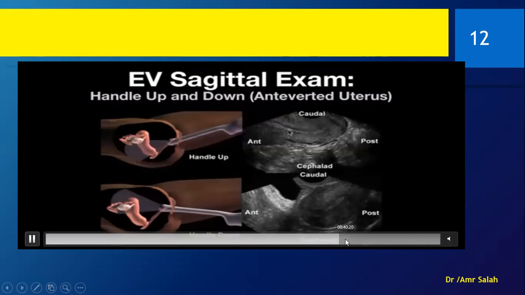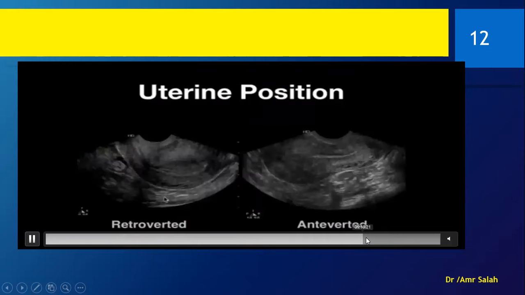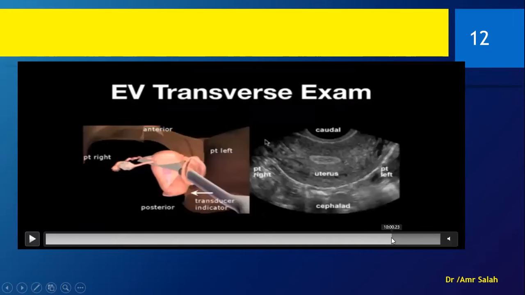So it's moving the probe from side to side, and up and down, of course. These are the positions. This is the TS by the endovaginal.